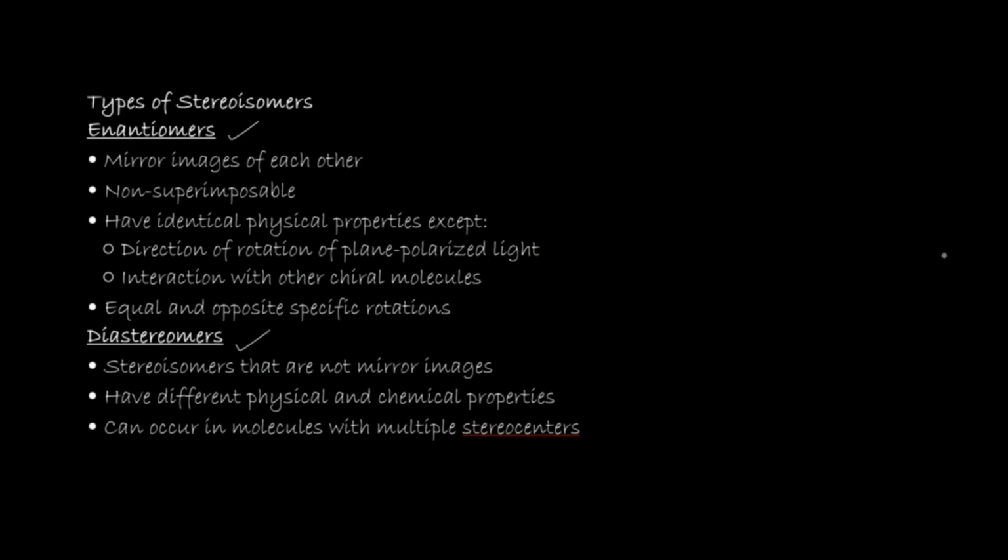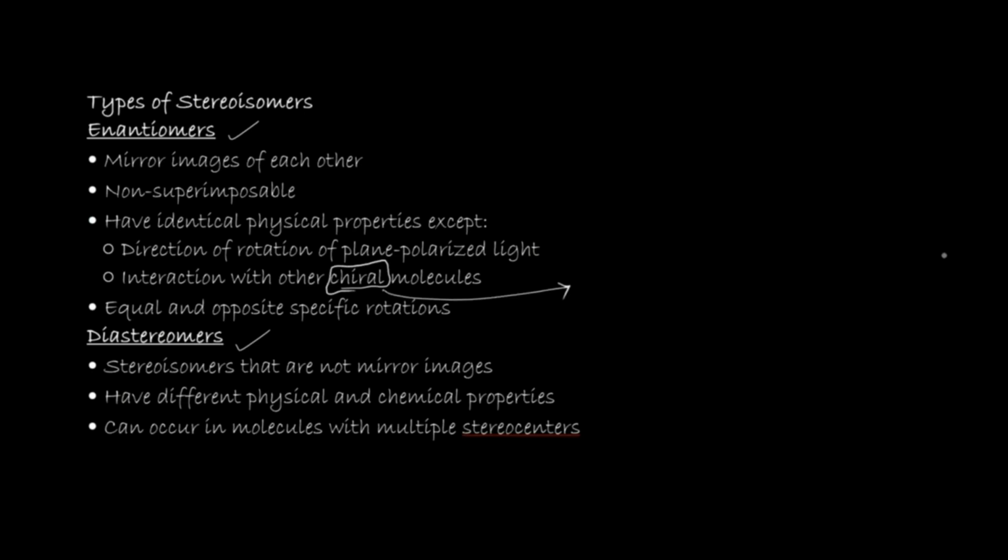They have identical physical properties. Physical properties means color, smell, what we can observe without doing a reaction. They will have identical physical properties except the rotation of plane polarized light, which can be D or L, and their interaction with other chiral molecules. How will it interact with other molecules? What is this word chiral over here?